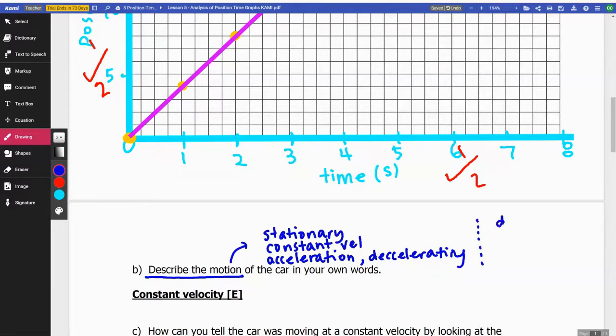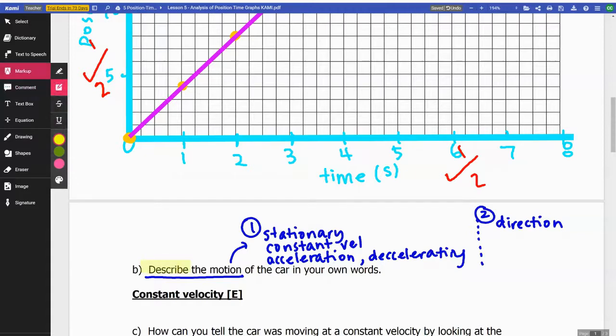The other half of it, you have to include the direction. Those are the 2 parts that you need to include every time they say, can you describe the motion of something? You describe how it's moving and what direction it's going. So in this particular case, it's going at a constant velocity because every 1 second I go 4 meters, and it's going east.